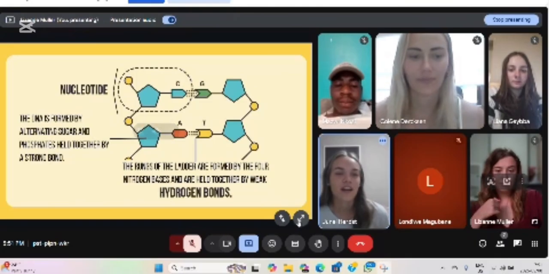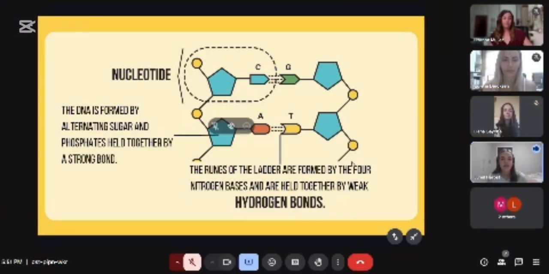Okay, so as you can see on your left-hand side, the area that is circled consists of the whole nucleotide. The DNA is formed by alternating sugar and phosphates held together by a strong bond, so they can't break easily. And then the rungs of the ladder are formed by four nitrogen bases and are held together by weak hydrogen bonds, so they can separate more easily.